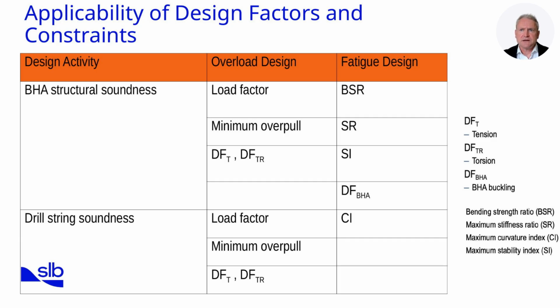For the drill string as a whole, overload design again uses the load factor, minimum overpull, and design factors for tension and torsion. But for fatigue, the controlling metric is the curvature index, CI, which measures the ability of the pipe to tolerate repeated bending through doglegs and directional changes.